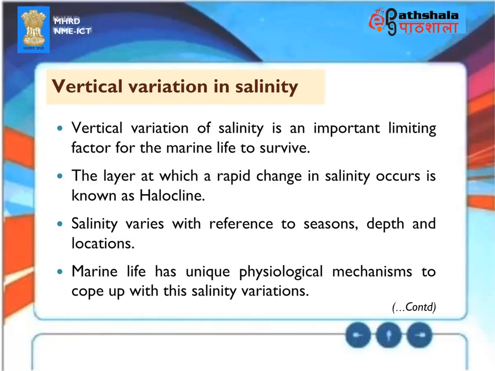Vertical variation in salinity. Vertical variation of salinity is an important limiting factor for the marine life to survive. The layer at which a rapid change in salinity occurs is known as halocline. Salinity varies with reference to seasons, depth, and locations. Marine life has unique physiological mechanisms to cope up with this salinity variations.